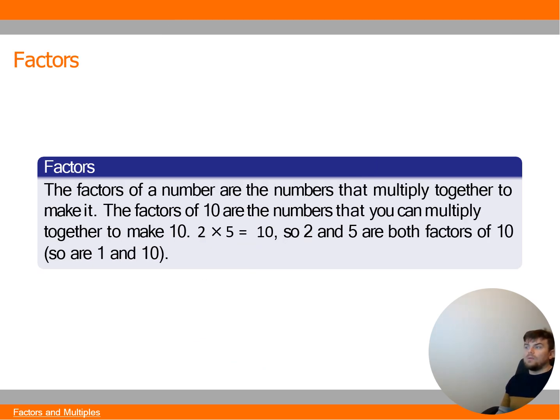In this video now we look at factors. So factors: the factors of a number are numbers that multiply together to make it. So the factors of 10 are the numbers that you can multiply together. So 2 times 5 equals 10. So 2 and 5 are both factors of 10. So are 1 and 10. We always include 1 and itself.